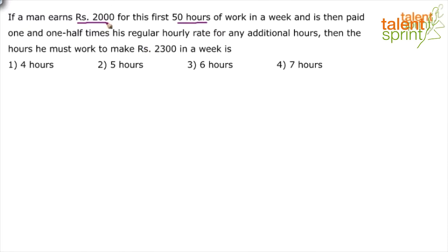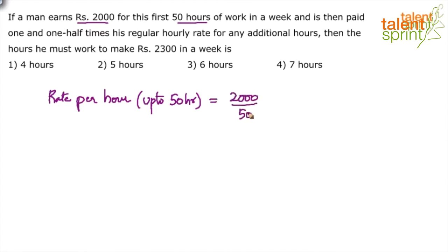See, a man earns rupees 2,000 for the first 50 hours of work in a week, right? So how much per hour? What is the rate per hour? Remember, up to 50 hours, because after 50 hours he is given extra, 1.5 times extra. But anyway, what is the rate per hour up to 50 hours? He is paid 2,000 rupees for 50 hours. That means he'll get 40 rupees. So basically 40 rupees per hour is what he charges up to the first 50 hours.